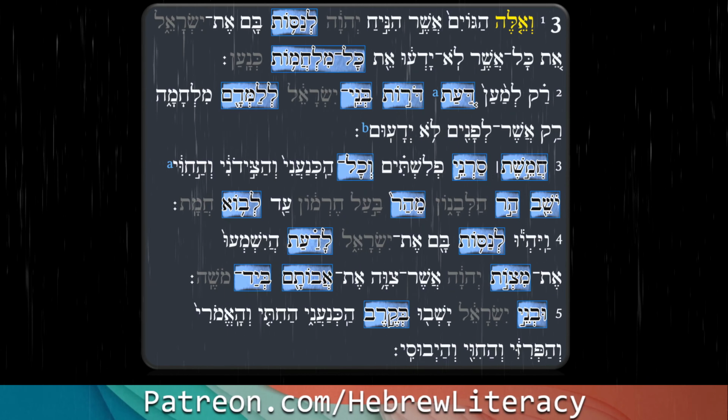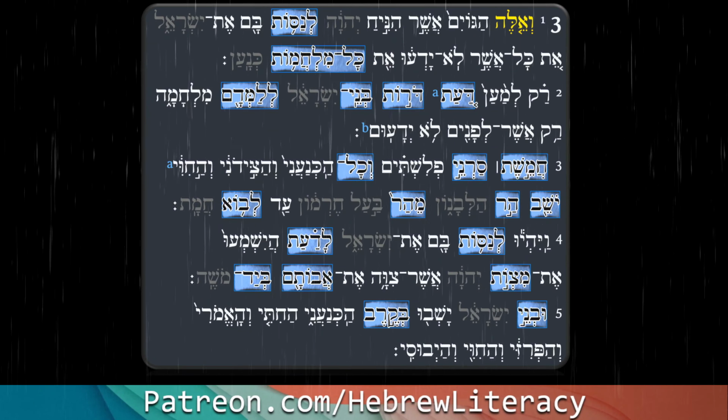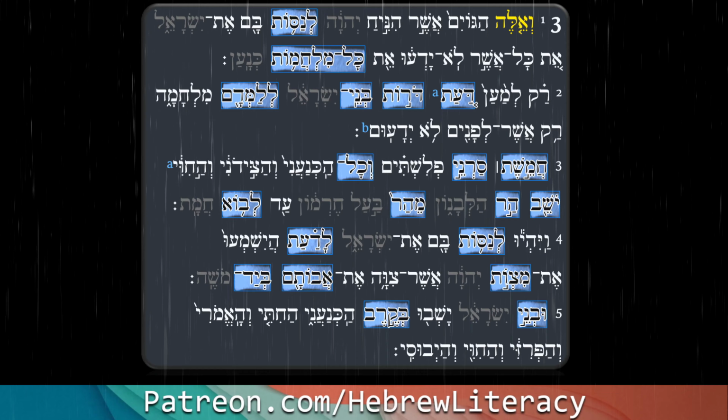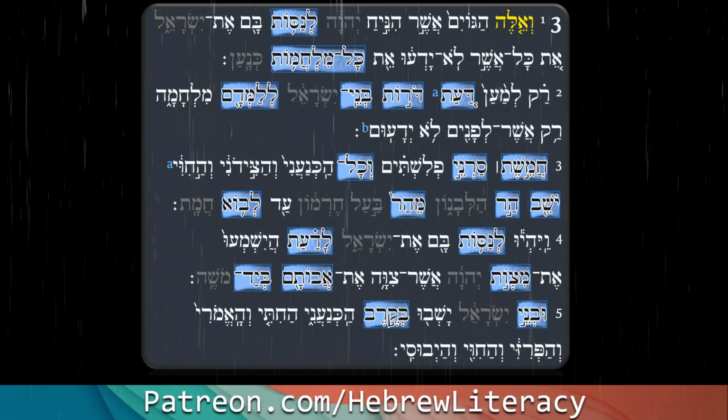Lamed mem, lamed mem, milchamah. Now we have another infinitive. This is a PL infinitive construct. So the verbal root lamad, lamed, mem, dalet, is to learn, to study.